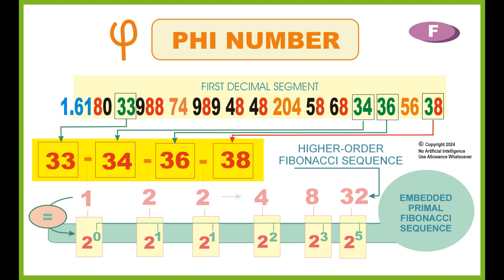We then obtain the expression 2 to the power of 0, 2 to the power of 1, 2 to the power of 1, 2 to the power of 2, 2 to the power of 3, and 2 to the power of 5, where 2 is elevated to a suite of powers, which will make each number here equal to its equivalent in the prior sequence. Take some time to verify those equalities with a calculator.